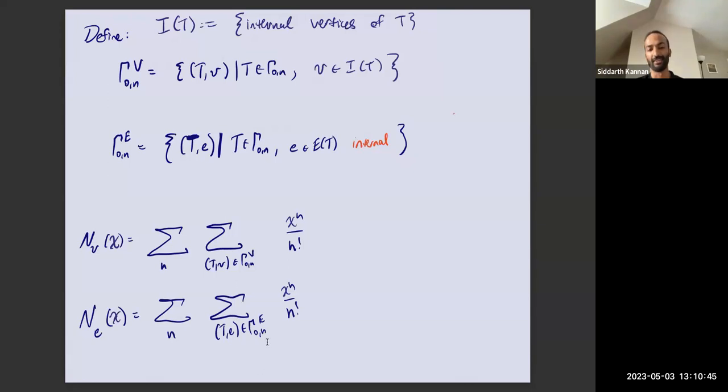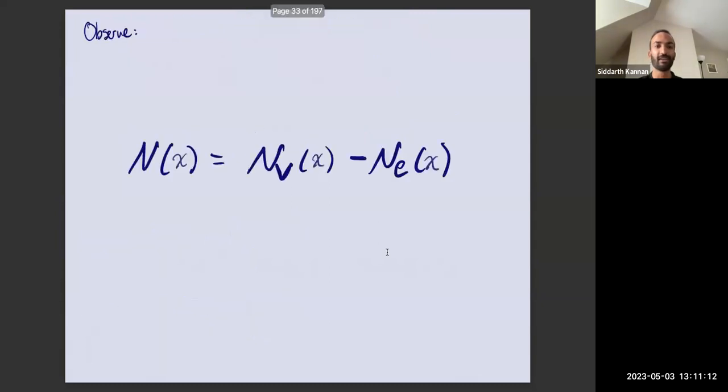I could have just written this as the coefficient of x to the n over n factorial being the size of gamma 0 n upper e, and analogously with the vertex generating function. So these are two auxiliary generating functions that are going to be easier to compute, and we're going to use them to compute our original generating function. Sorry for all the notation, but hopefully we can keep track of it.